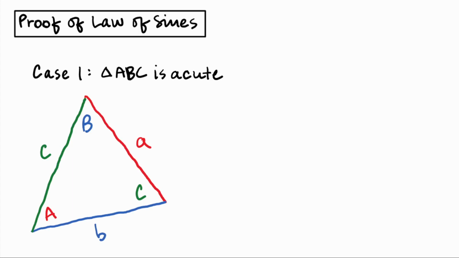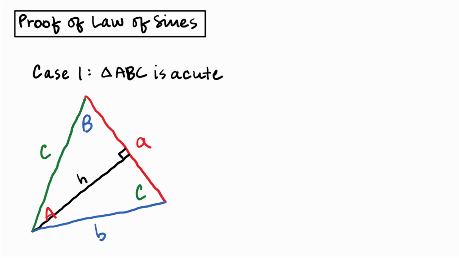Alright, in this video I'm going to be proving the law of sines, and we're going to start with the case where the triangle we're working with is acute. And we're going to just start by drawing, I guess it's called an altitude. Basically a line that's going to go from one of the vertices to the opposite side perpendicularly. And we're going to call that H.